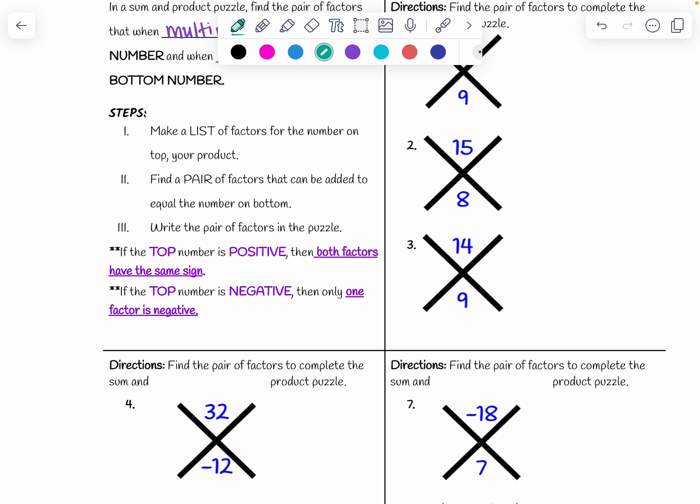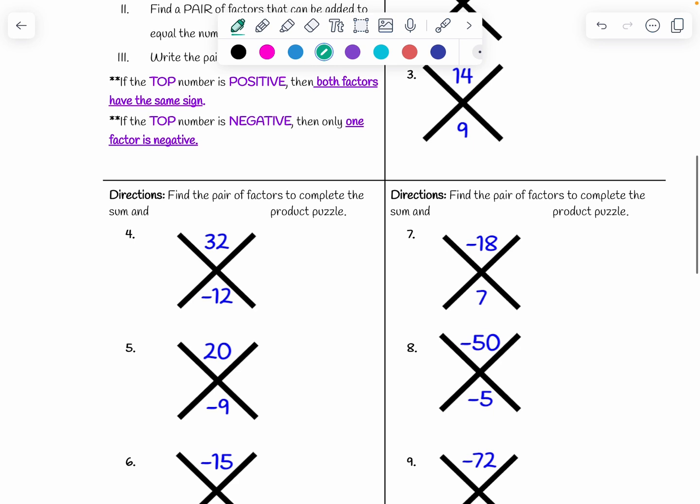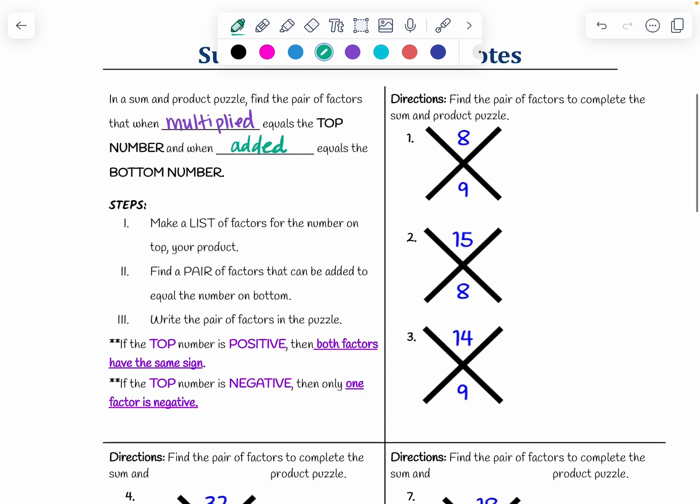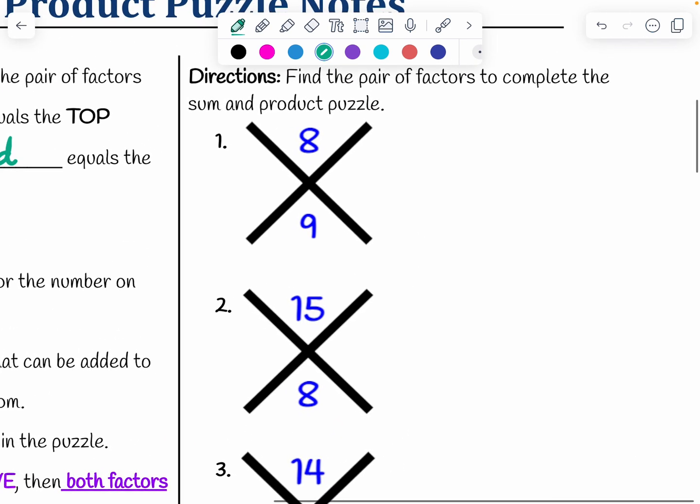So as a hint, if the top number is positive, then both your factors have the same sign. But if the top number is negative, then one of your factors is going to be negative. So you'll have to keep that in mind when we get down here where some of the top numbers are negative.